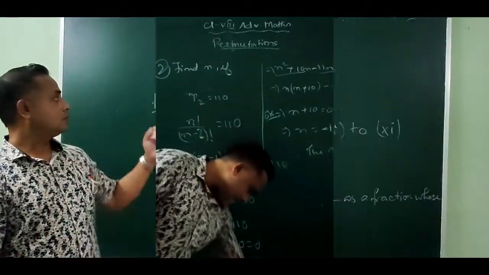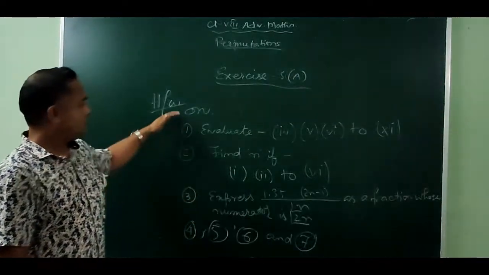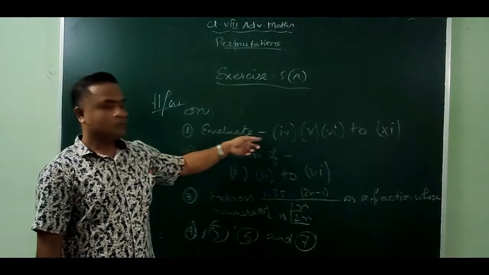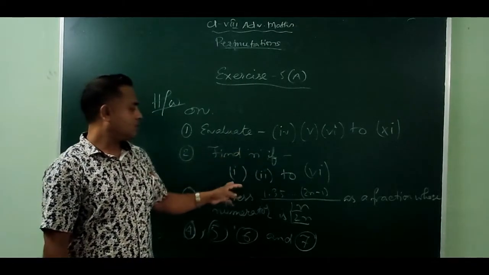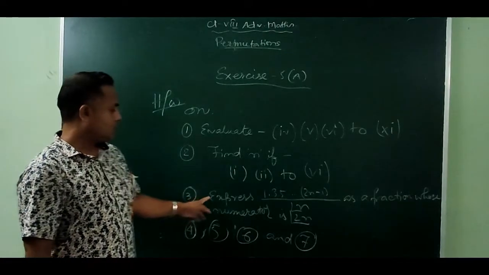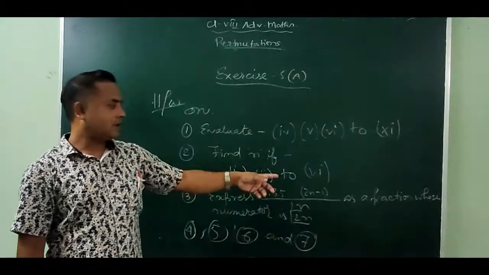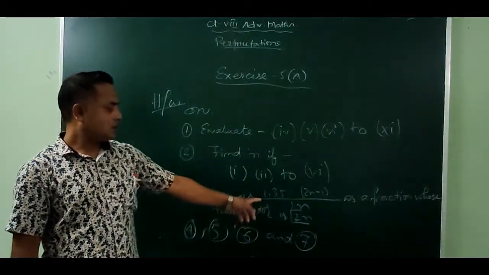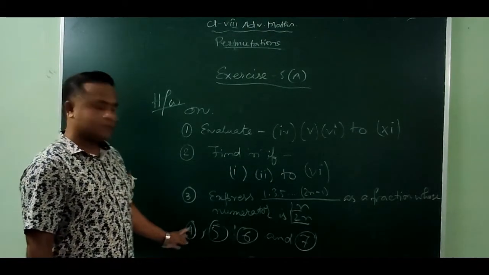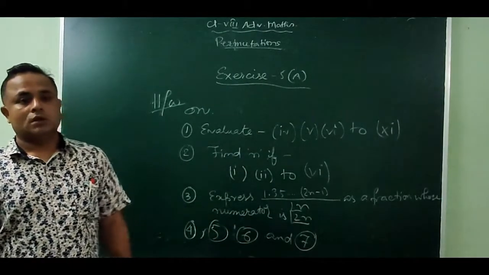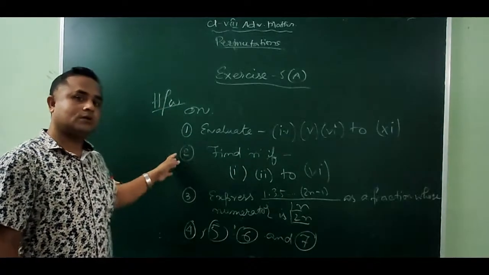Thank you. We will be giving you some homework from exercise 5A. The questions are: number 1, evaluate, you have to do 4, 5, 6, 7 up to 11. Number 2, find n, from question number 1 to 6. And question number 3, express 1 into 3 into 5 up to 2n minus 1 by factorial n as a fraction whose numerator is factorial 2n. And the remaining questions, 4, 5, 6, 7 onwards, you try at home.